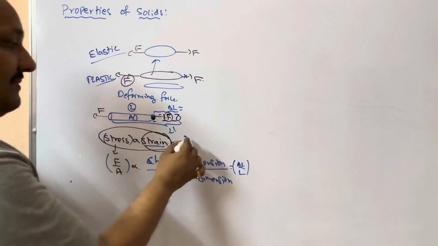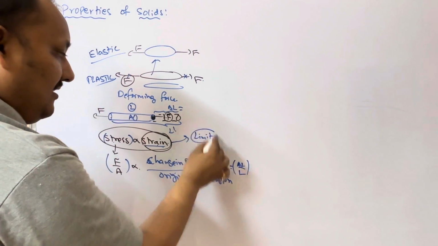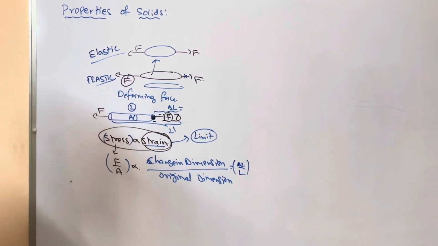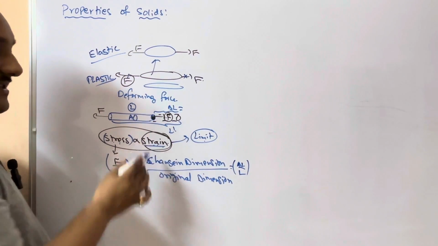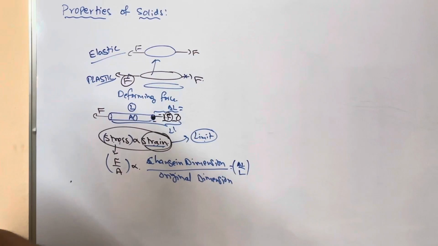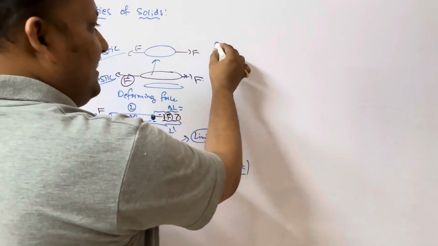But for this you will have a limit. That is, only within the proportionality limit, they say. So within the proportionality limit, stress is always directly proportional to strain. What is the proportionality limit? How will we come to know?